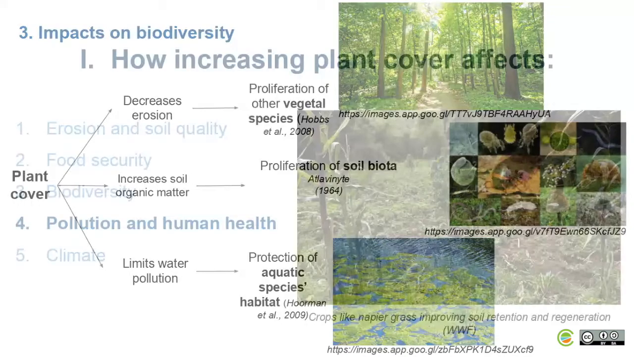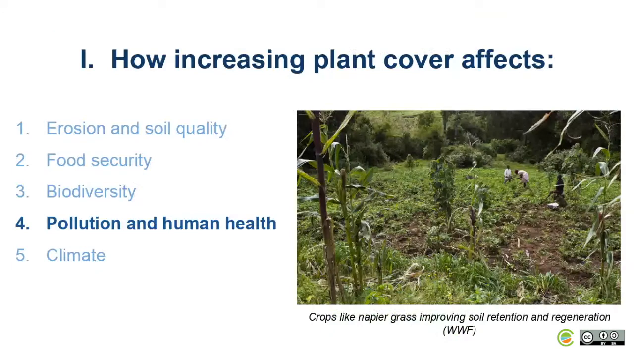Okay, another impact of increasing plant cover is on pollution and human health.